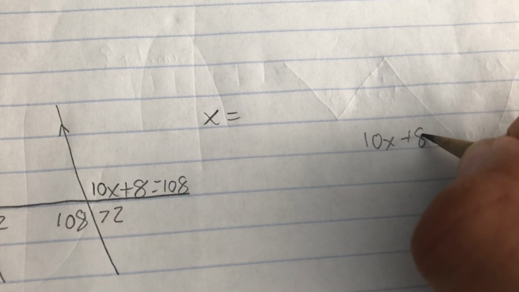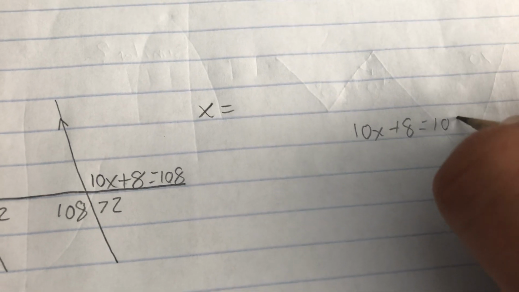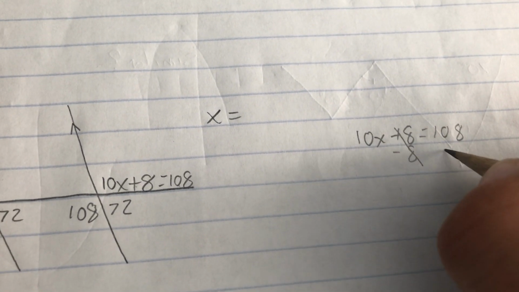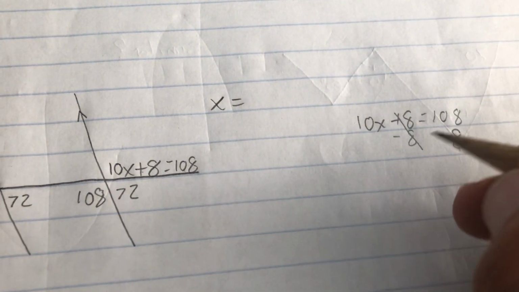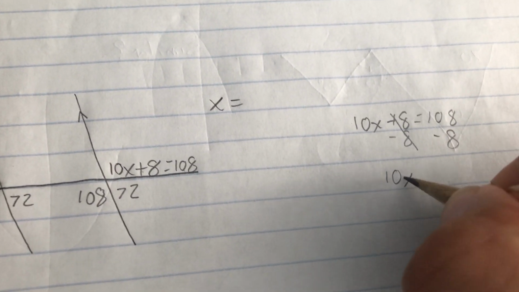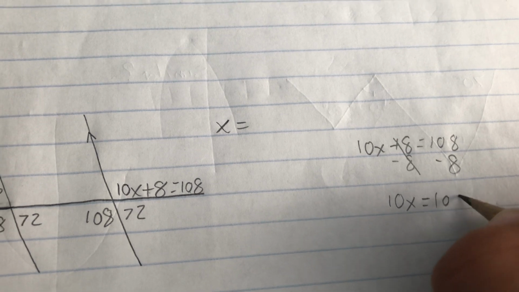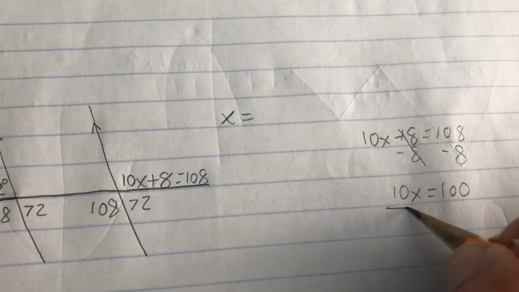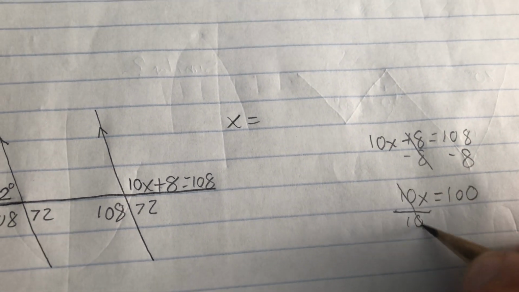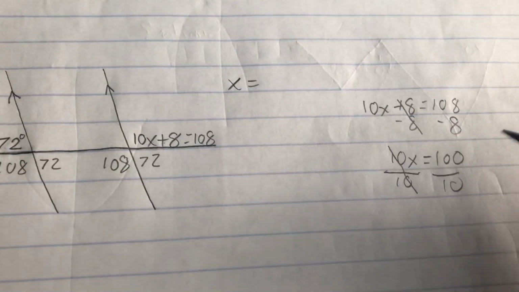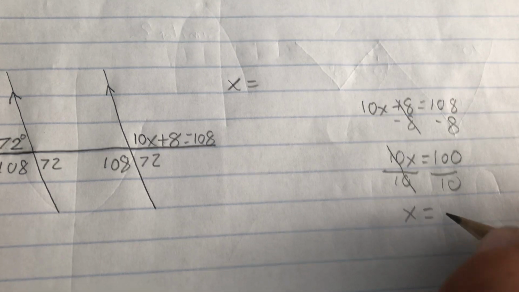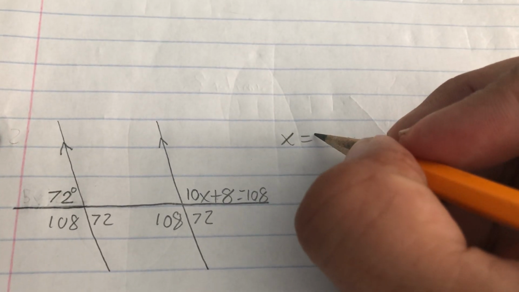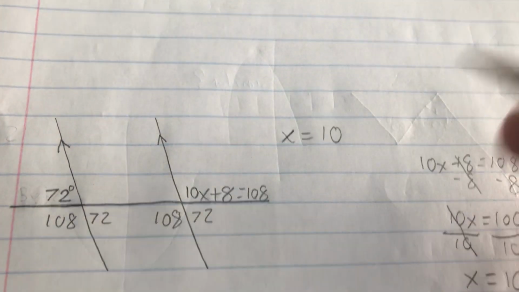10x plus 8 equals 108. Subtract 8 from both sides because we're trying to leave the x by itself. So now we have 10x, so we have one less thing next to the x. But now you have to get rid of the 10. The 10 and the x are multiplying, so we're going to divide, which is the opposite. Divide by 10. X equals 10. So the solution to our problem is x equals 10.